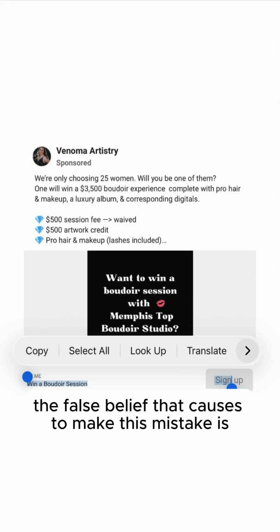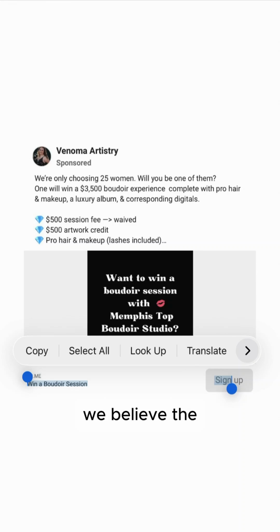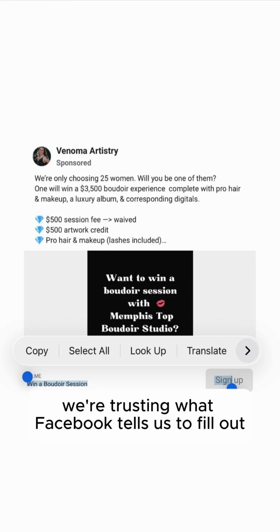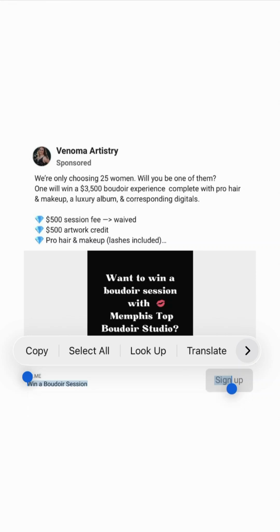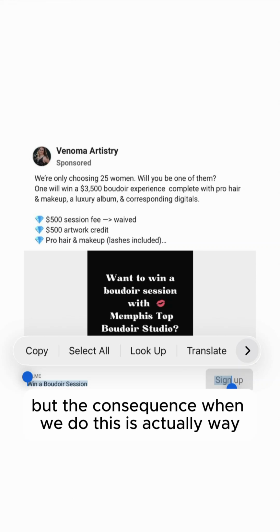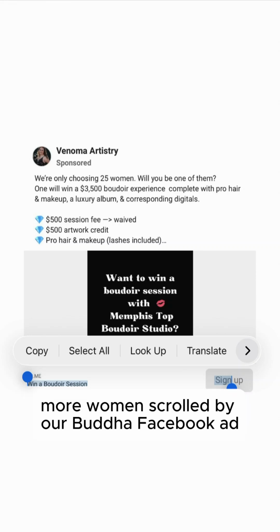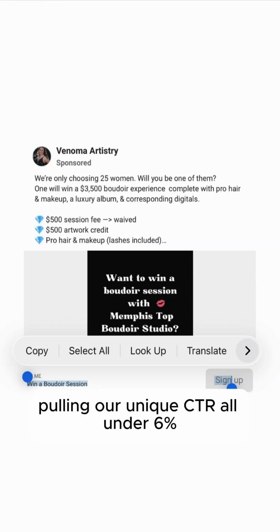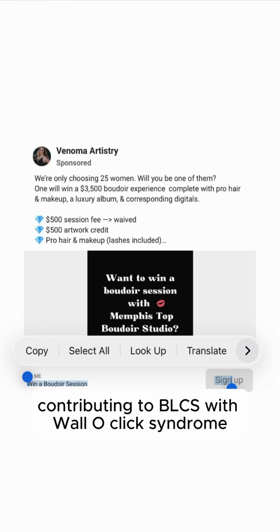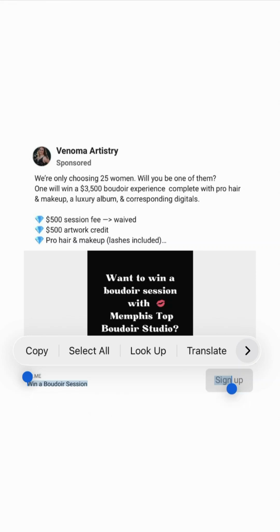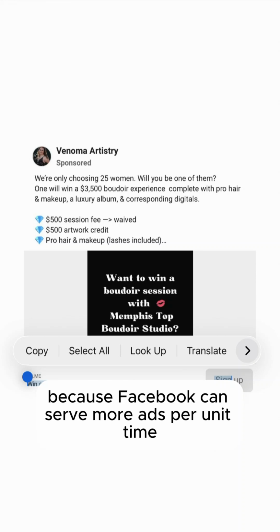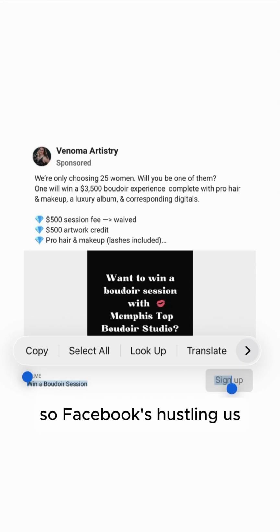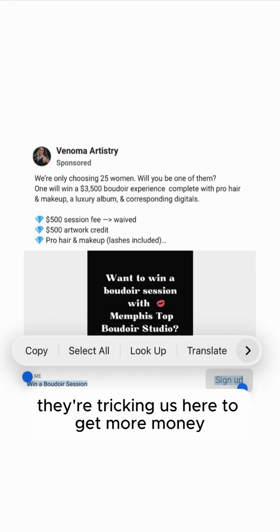The false belief that causes us to make this mistake is we believe we're trusting what Facebook tells us to fill out for our ad is the best thing for us to fill out for our ad. But the consequence when we do this is actually way more women scroll by our Boudoir Facebook ad than necessary, pulling our unique CTRL under 6%, contributing to BLCS, Boudoir low click syndrome. And so that hurts us and actually helps Facebook because Facebook can serve more ads per unit time. So Facebook's hustling us, they're tricking us here to get more money.